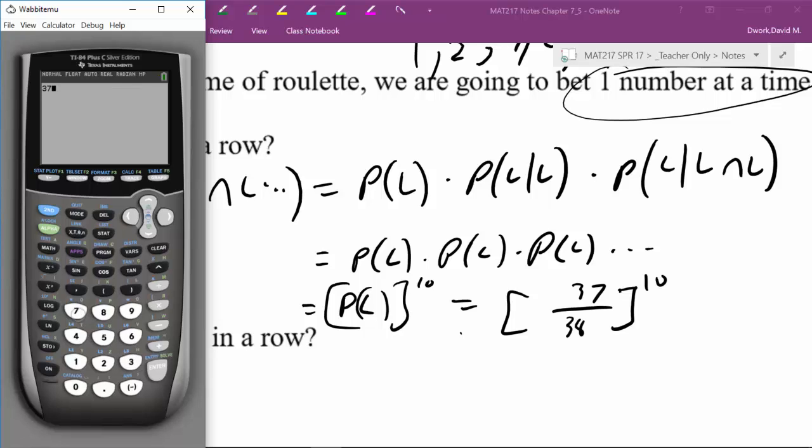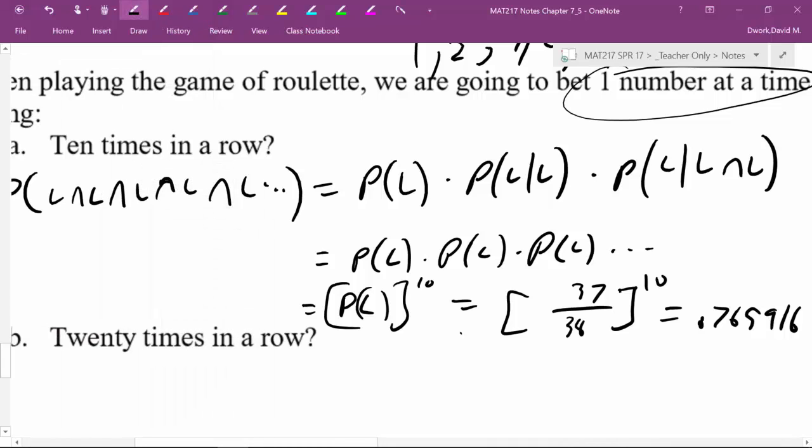So now, what would this be? 37 divided by 38, which is 97.36% of the time, but then I'm going to raise that to the 10th. So that means the likelihood of me playing 10 times in a row and losing 10 times in a row is 76.5916-ish%. So that means when you bet 10 times in a row, 3/4 of the time you're going to lose.